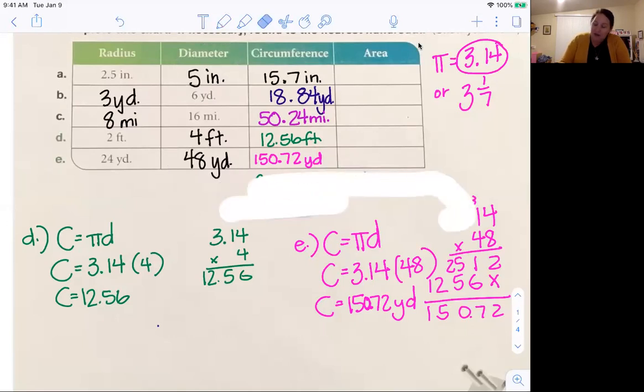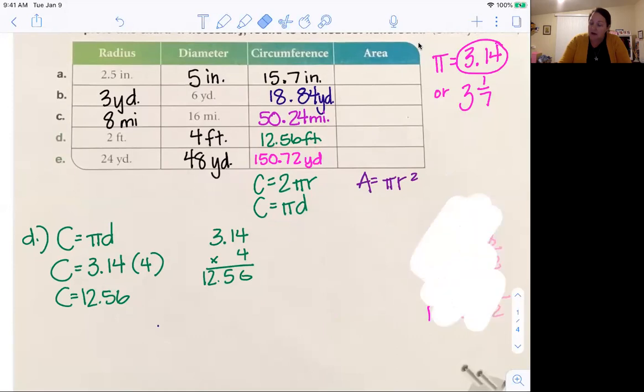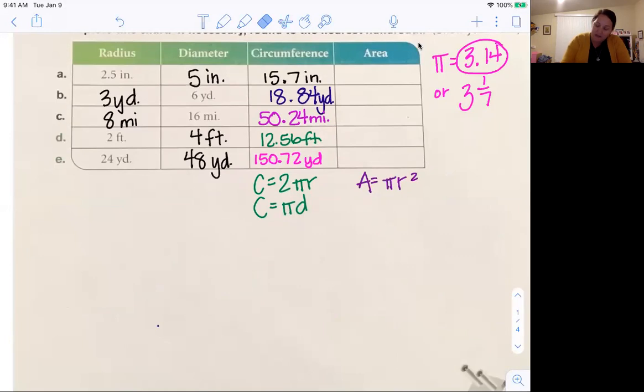With area, we have to use area equals pi r squared. So we cannot use diameter in this case. We must use radius when we are working with area. So let's go to A. And I have a radius of 2.5. So this is A, and we have area equals pi r squared.